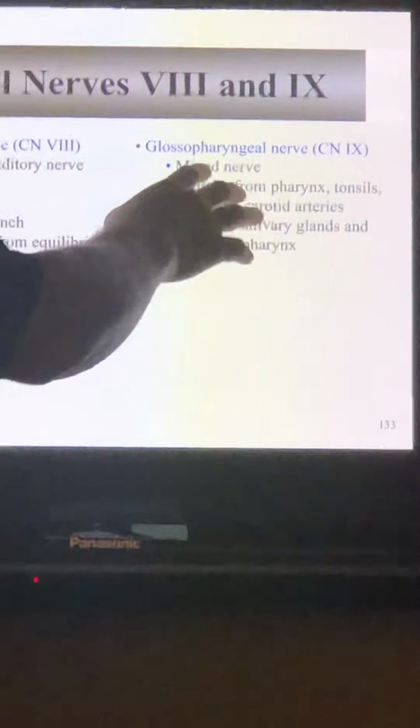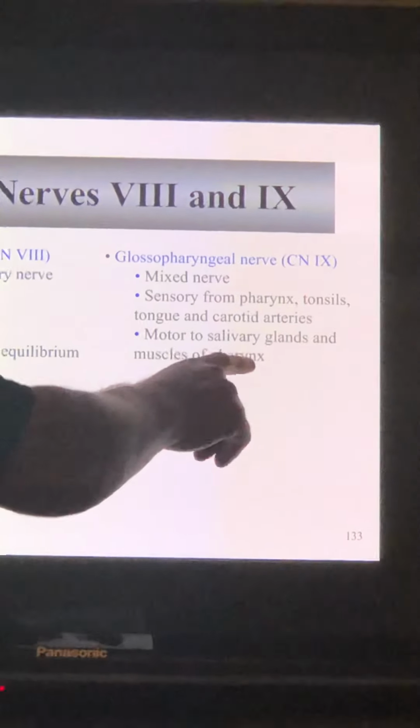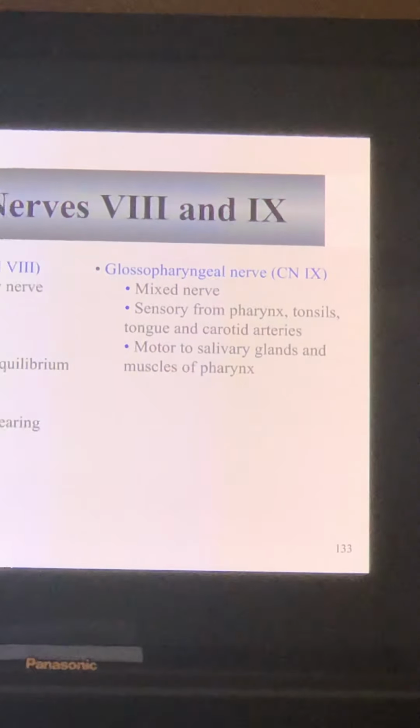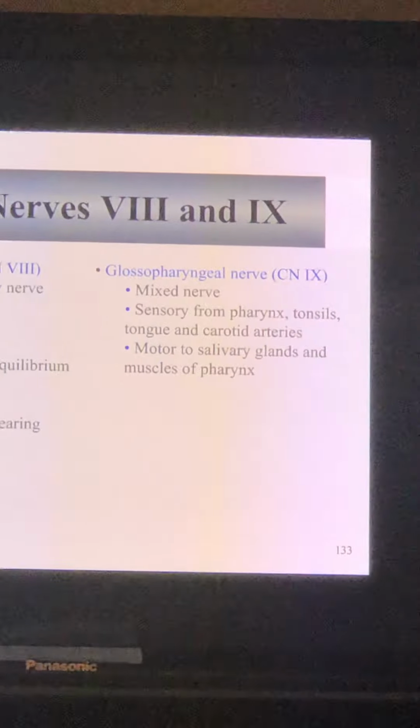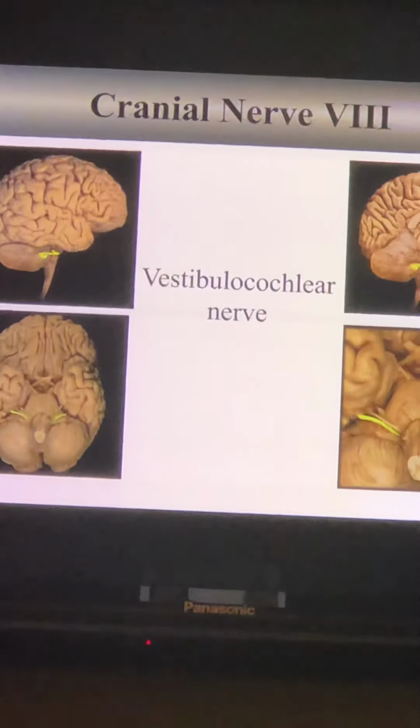Glossopharyngeal nerve. It's a mixed nerve. We're just going to say it's motor to the throat, and it's sensory to the posterior 1/3 of the tongue for taste. Motor to the throat and sensory to the posterior 1/3 of the tongue for taste.